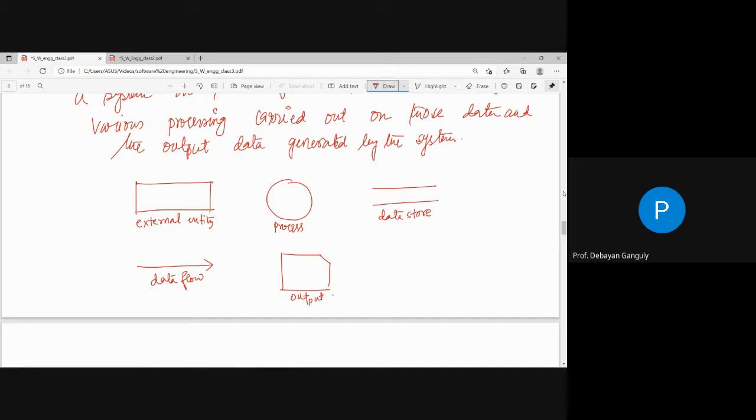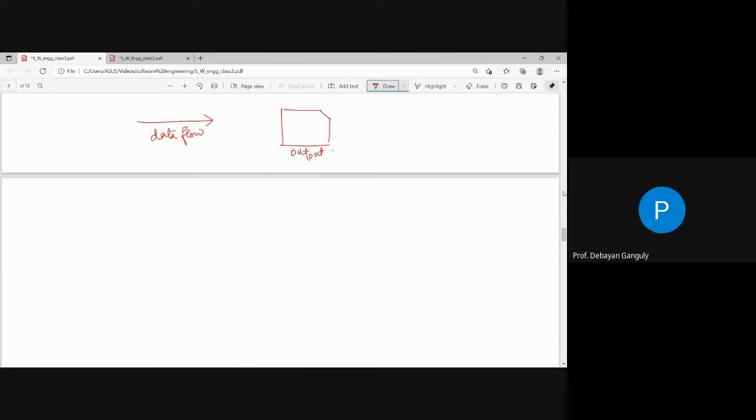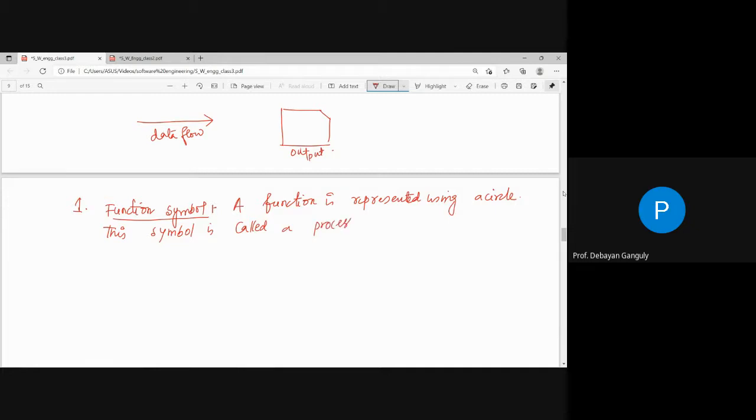The first thing is the process or function symbol. What do you mean by process? A function in that particular case is represented using a circle, and this symbol is called a process or a bubble. That's why this is named a bubble diagram. Bubbles are annotated with the names of the corresponding functions.